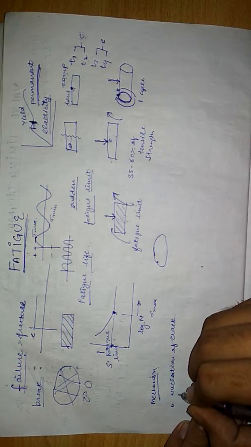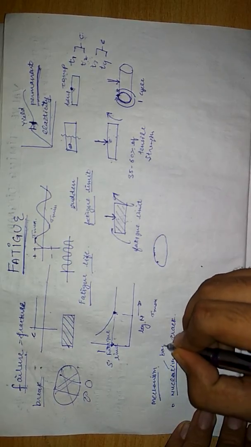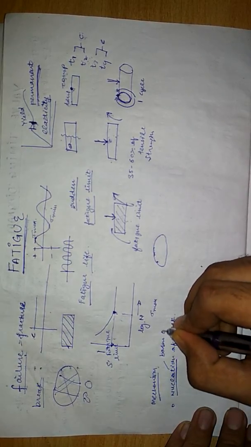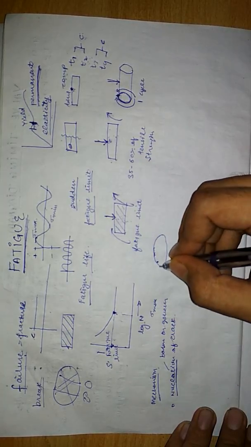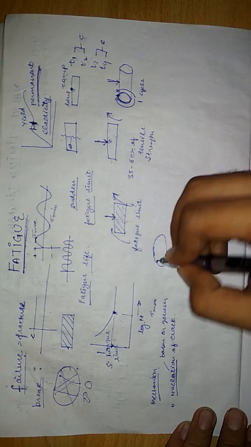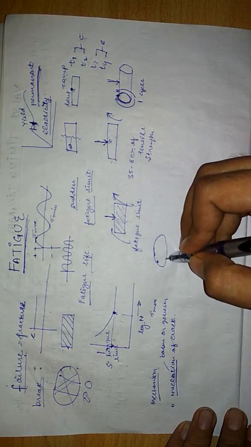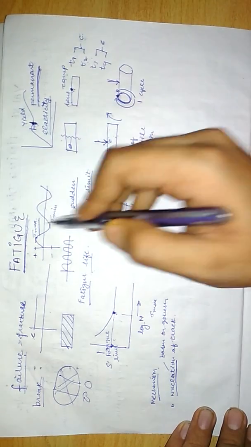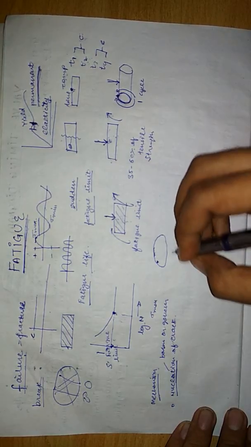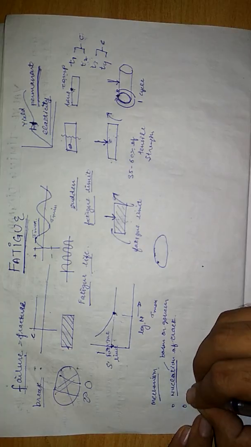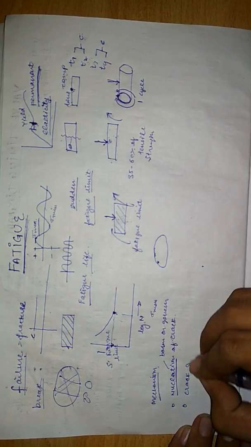By the word nucleation, we mean the birth or the forming of the crack, which takes place when at the same point on a material the sigma maximum, the maximum stress, fluctuates between compression and tension. After that, we have the crack growth.